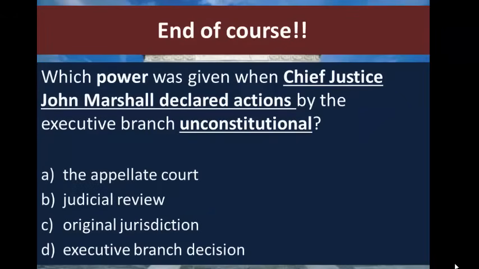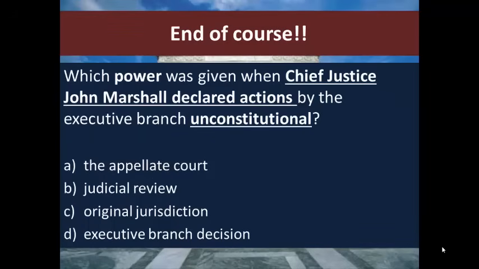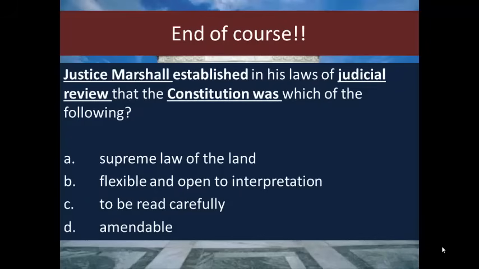Which power was given when Chief Justice John Marshall declared actions by the executive branch unconstitutional? You know that one. It's judicial review. Anytime you see John Marshall, think judicial review. Okay, there he is again. Justice Marshall established judicial review, and he said that the Constitution was, quote, the supreme law of the land.